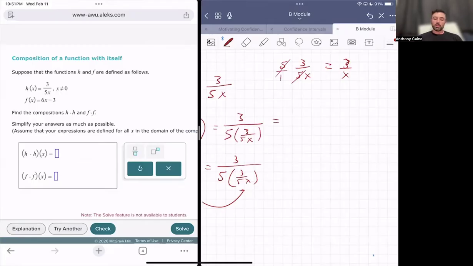So this 5, if you want to think of it as 5 over 1, that's fine. In my mind, it's in the numerator. I don't need to write over 1. You always just multiply straight across. That's how multiplication works. It's very nice. So that gets us to this stage, 3 over 3 over x.